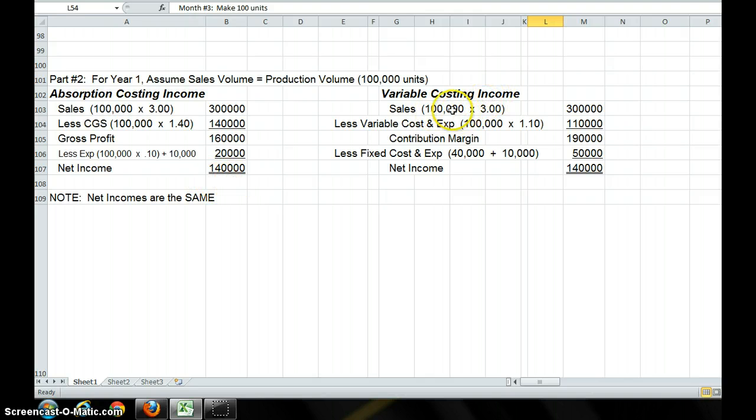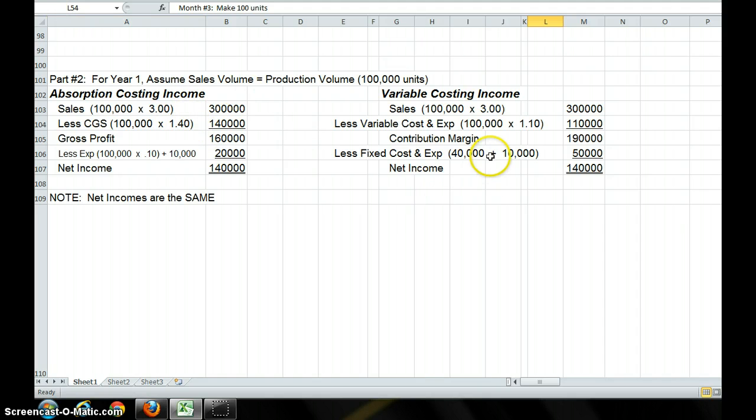Under variable costing, from the sales, we take out anything that's variable, which is $1.10 product and period expenses that's variable per unit times the 100,000 units sold gives us $110,000. Subtotal is called contribution margin. Then we take out anything that's fixed. The fixed product cost is the fixed overhead. The fixed period expense is that fixed amount of expenses that we have for operating our business for a total of $50,000 in fixed costs, bottom line net income. The 2 incomes are the same because all of the fixed overhead incurred in this period was inside of units that were sold.